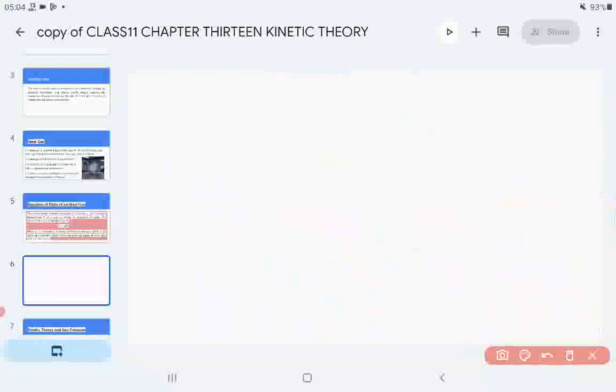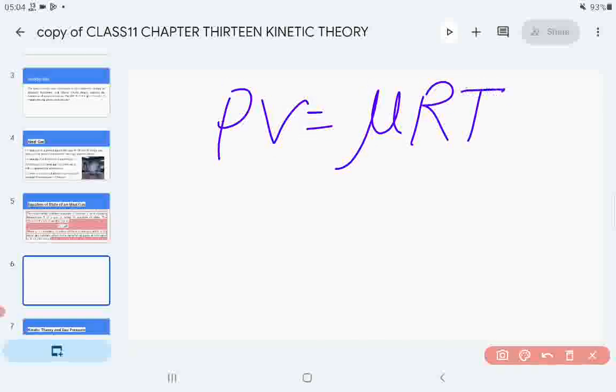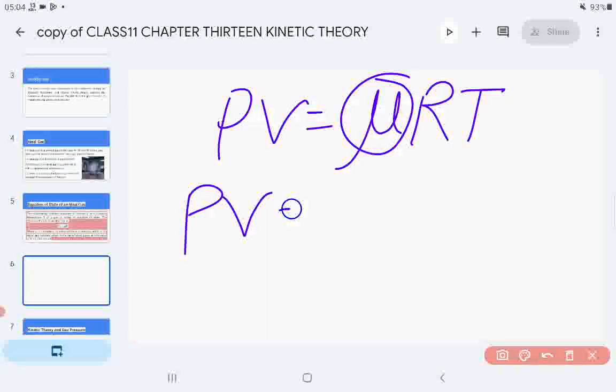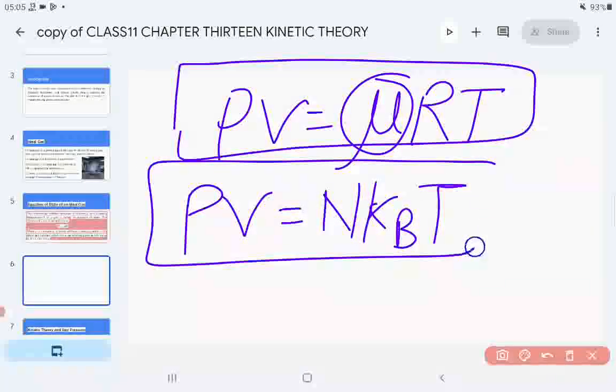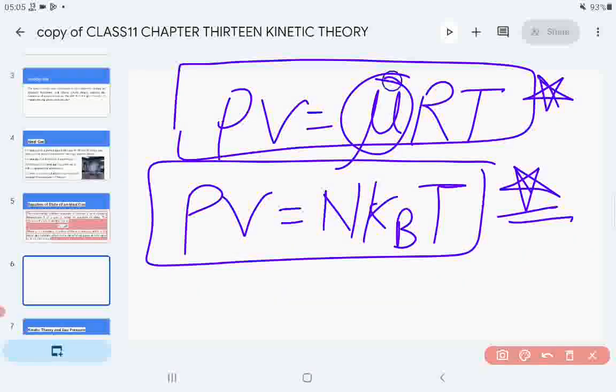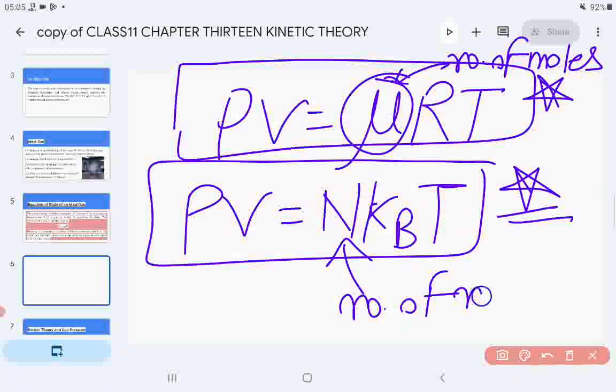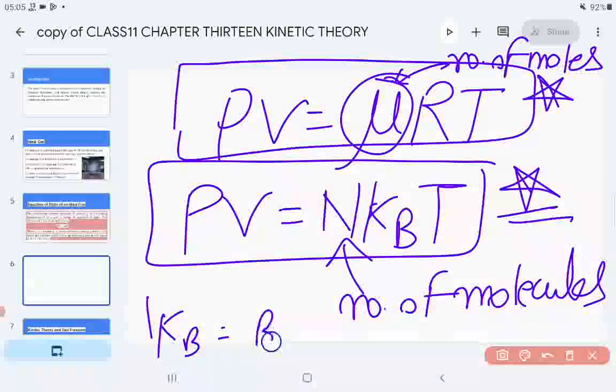Now, the ideal gas equation is PV equals mu RT. Here mu is the number of moles. I can write this equation in a second form: PV equals N, the number of molecules, into Kb, the Boltzmann constant, into T. There are two forms of the ideal gas equation. This one is in the form of number of moles, and this one is in the form of number of molecules. Here Kb is the Boltzmann constant.